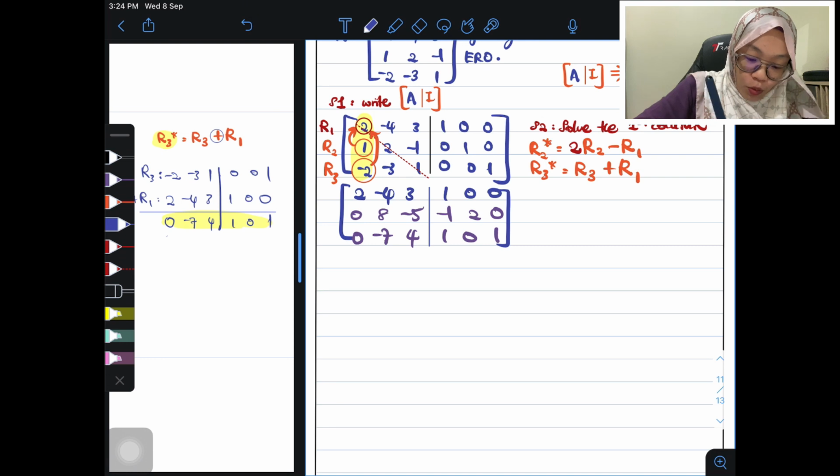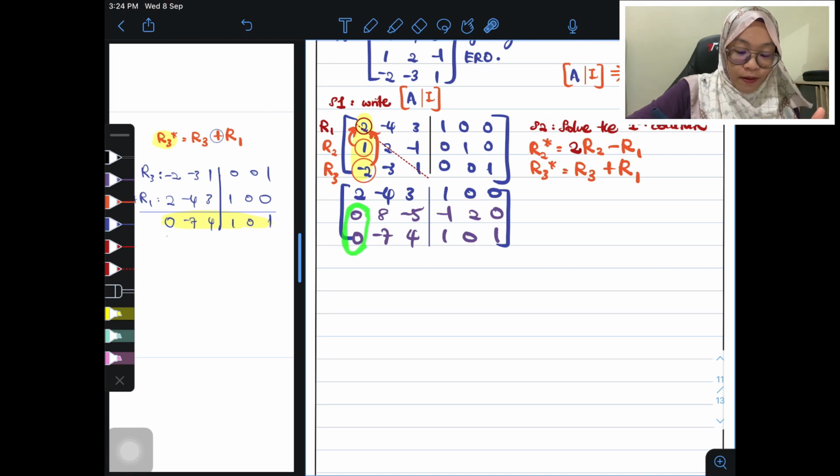Just write it back. 1, 0, 0. Write it back. Okay. Now you are happy because you have solved the first row. You are almost there. You know, this is 0. This is 0.